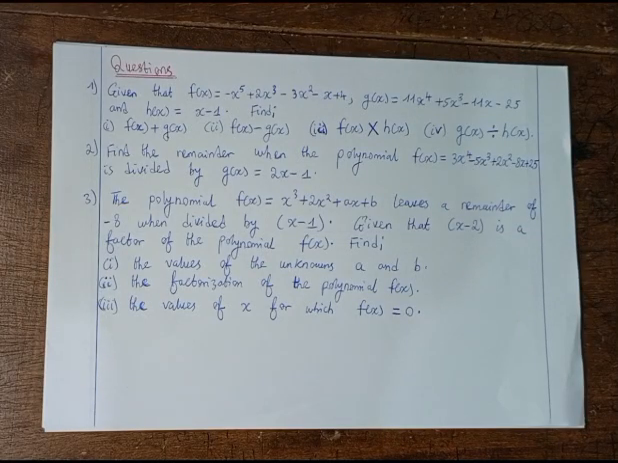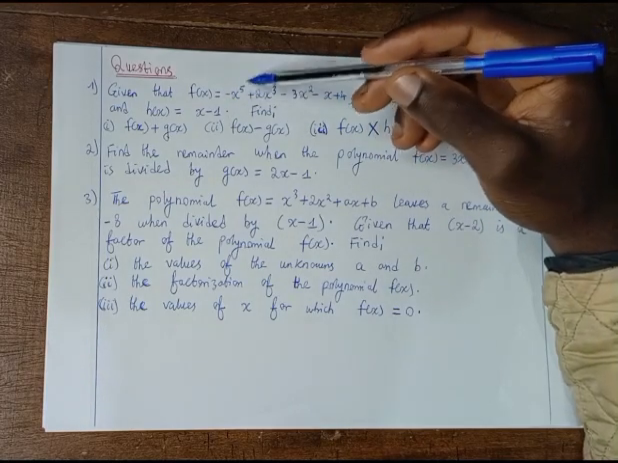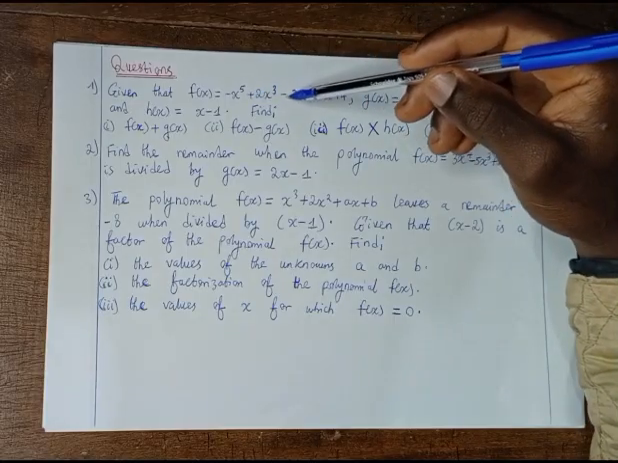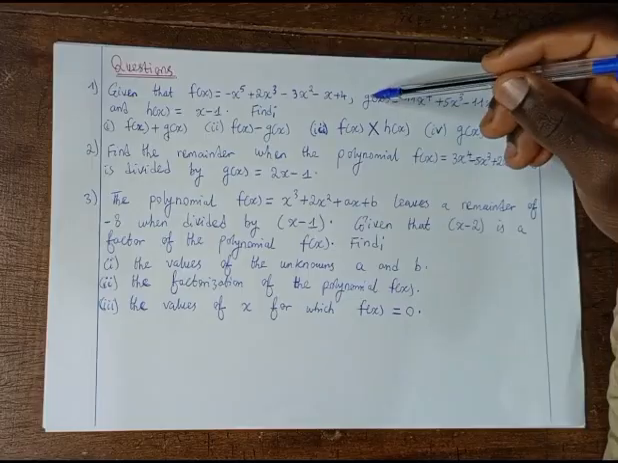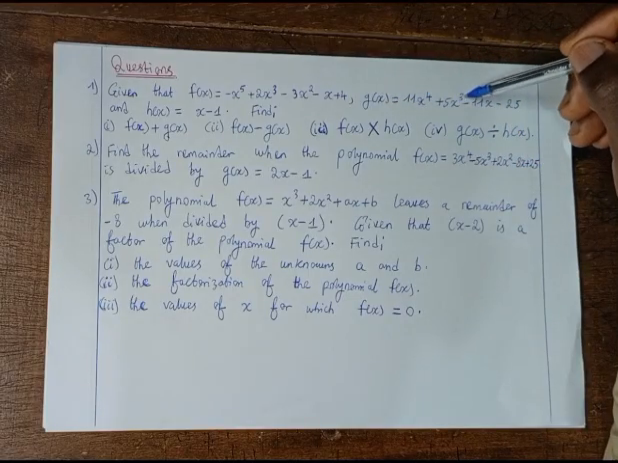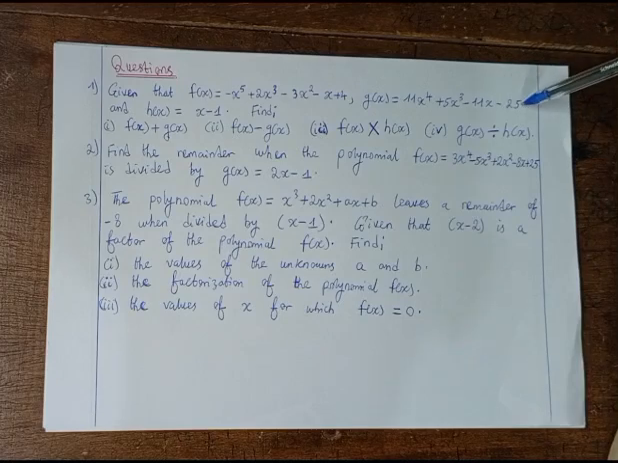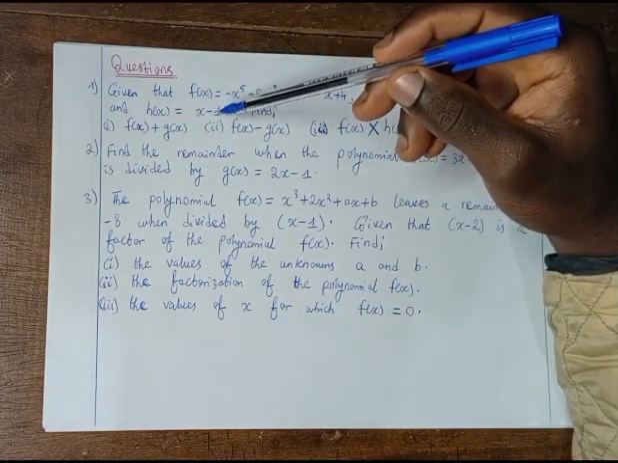We have the following questions to answer. The questions are on polynomials. Question 1 says, given that f of x is equal to negative x to the power 5 plus 2x cubed minus 3x squared minus x plus 4, g of x is equal to 11x to the power 4 plus 5x cubed minus 11x minus 25, and h of x is equal to x minus 1.